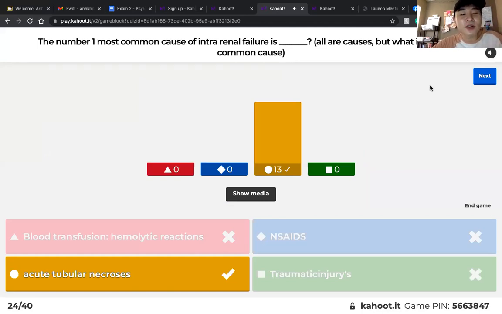Acute tubular necrosis is the number one most common cause of intrarenal failure.